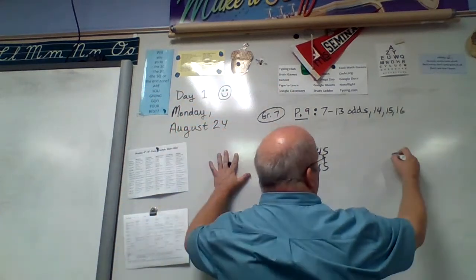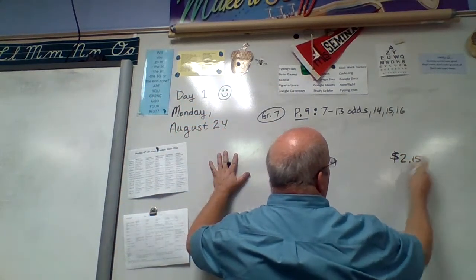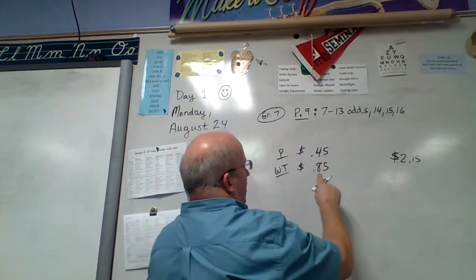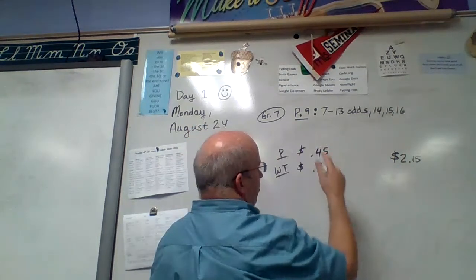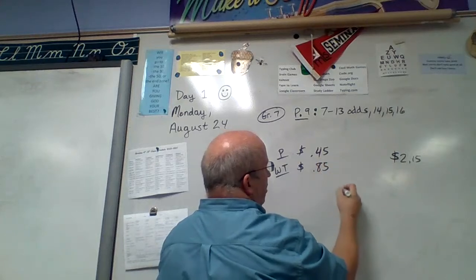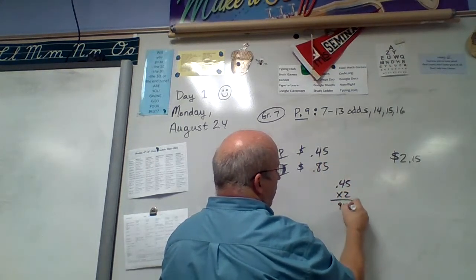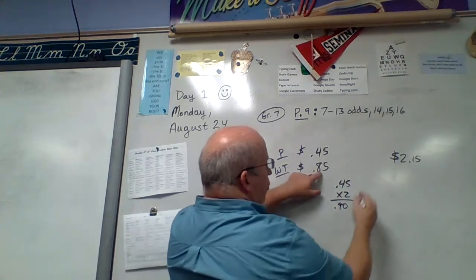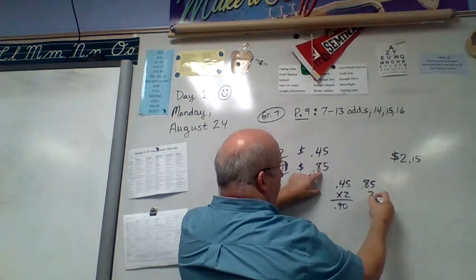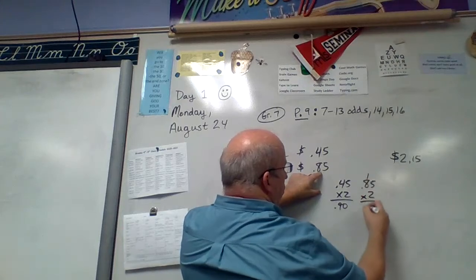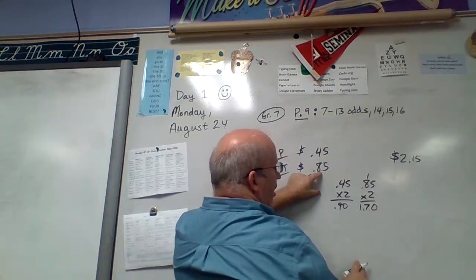$2.15. That's what I'm looking for. I'm looking for this amount. Well, let's try, how about 2 of these and 2 of these? Let's see what happens. 2 of these, that would be 2 groups of 45 cents, right? And that would equal 90 cents. And 2 groups of 85 cents, that would equal 170 or $1.70.